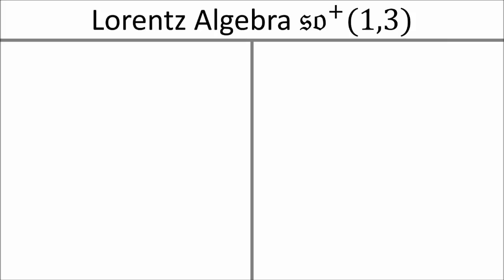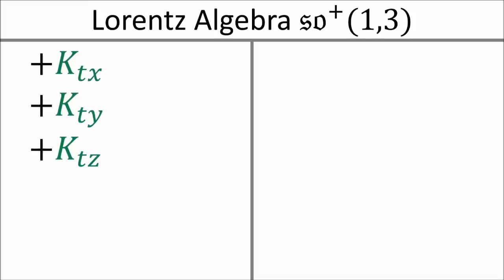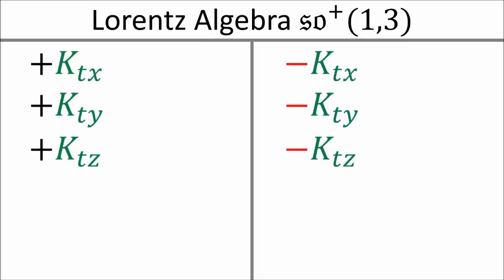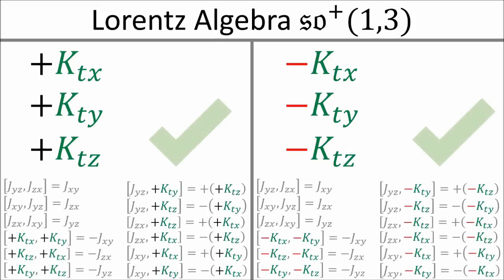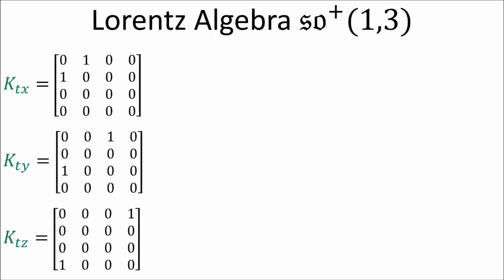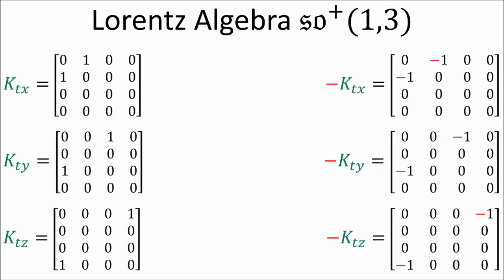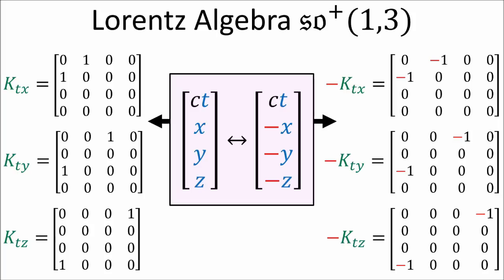One thing I was not very clear about in previous videos is that boost generators can have either a plus sign or a minus sign in front of them. Both versions satisfy the expected commutation relations for the Lorentz algebra. We can move from one sign convention to the other just by doing a change of coordinates where we reverse the signs of the XYZ coordinates.